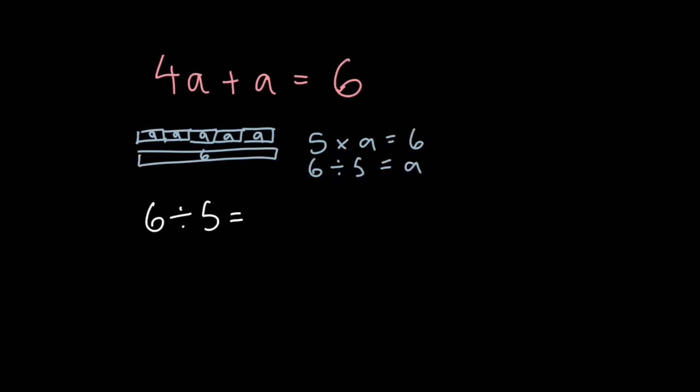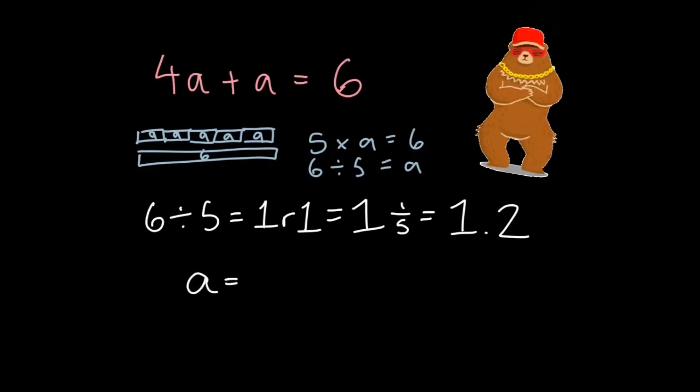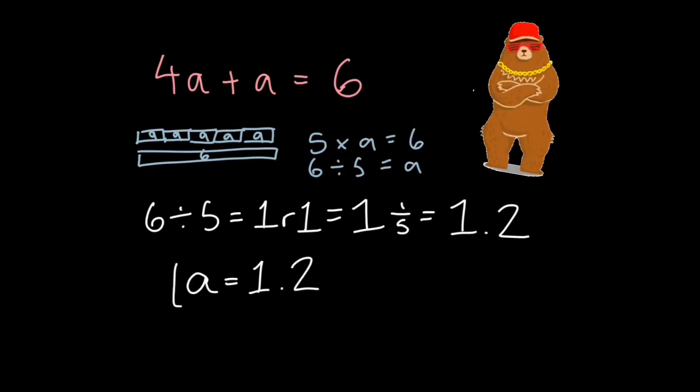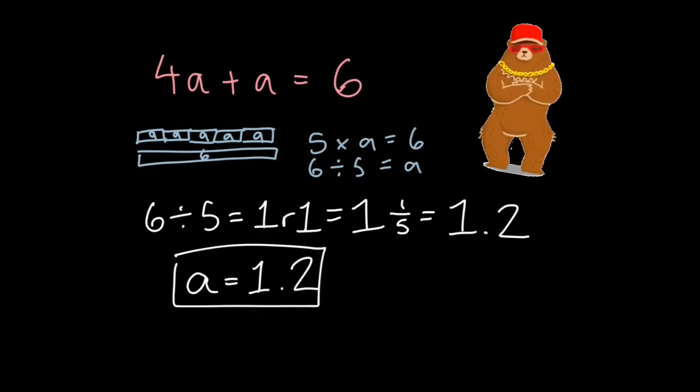6 divided by 5, well 5 goes into 6 once with a remainder. 1 remainder 1. If I know that I've watched my video on finding remainders as fractions, that's 1 and 1/5. And if I'm a real clever clog to know my decimals, that's 1.2. So a is equal in value to 1.2. Easy peasy.